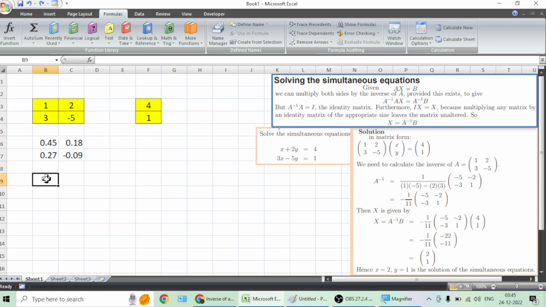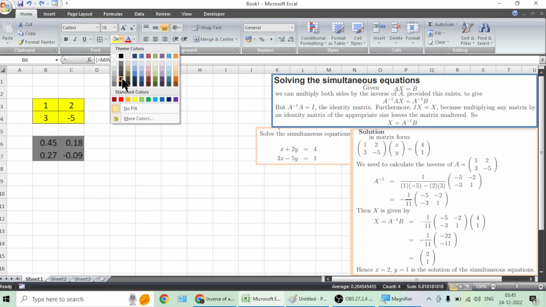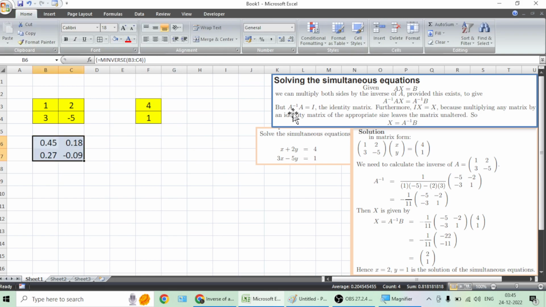Now this is the A inverse matrix. Let me highlight this one with a different color, and this is the A inverse. Now we simply need to multiply these two matrices. So let us first check, can this happen? The number of columns should be equal to the number of rows. Yes, matrix A inverse can be multiplied with matrix B.